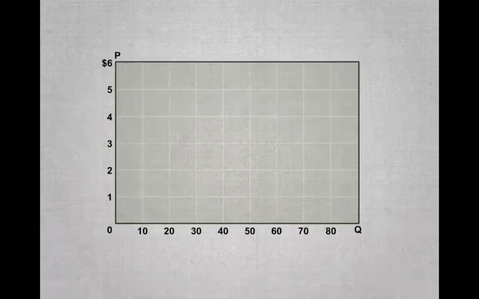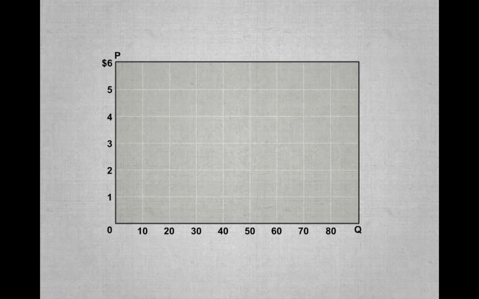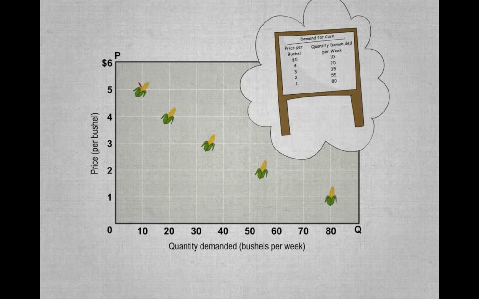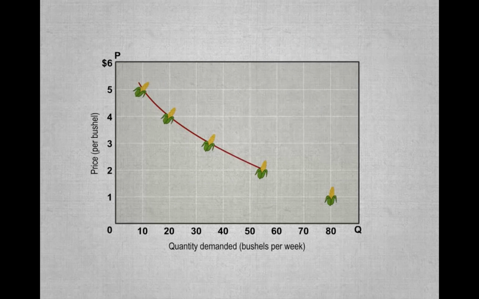Let's represent the relationship between the price of corn and an individual's demand for this corn on a simple graph. Let's measure quantity demanded on the horizontal axis and price on the vertical axis. Let's plot and connect the 5 price quantity data points listed in the table with a smooth curve, labeled D. This curve is what we call a demand curve.